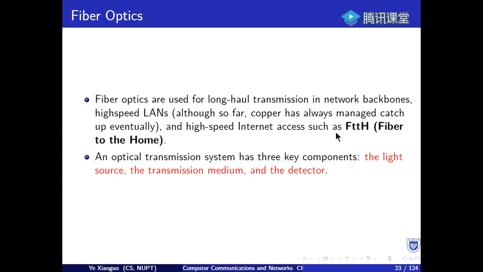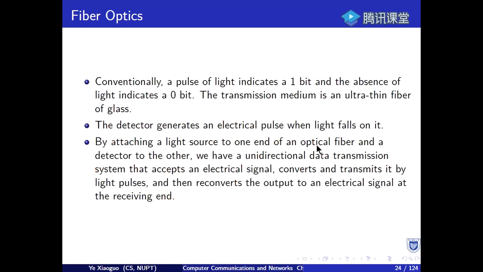An optical transmission system has three key components: the light source, the transmission media, and the detector. Conventionally, a pulse of light indicates a one bit, and the absence of light indicates a zero bit. So having light means one bit. Absence of light indicates a zero bit. So light can be used for data communication.